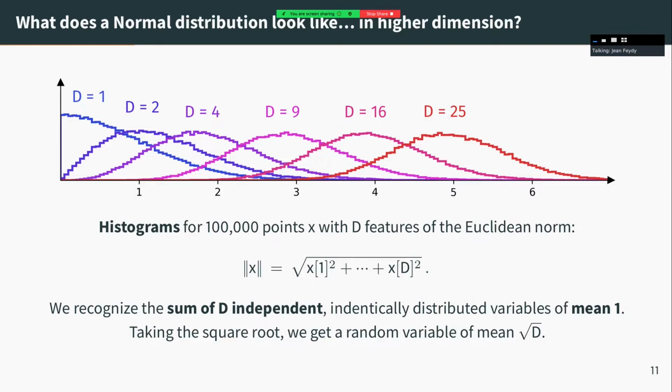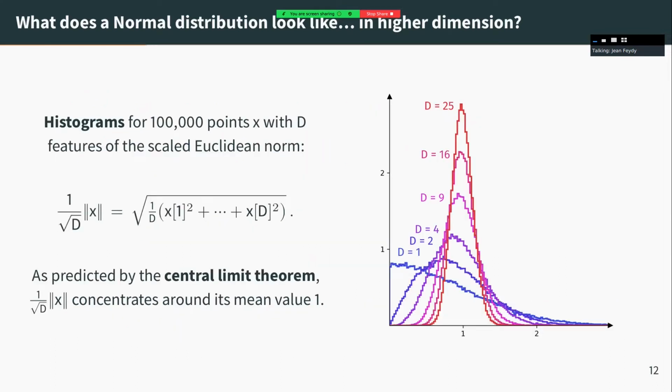So maybe, if I want to plot this for d equal 100, I should normalize things. Now that I've understood that the order of magnitude of my variable is the square root of d, I can plot the same histogram, but not of the Euclidean norm, but of the scaled Euclidean norm, 1 divided by square root of d times the norm of my rows x. So I still have 100,000 rows x.